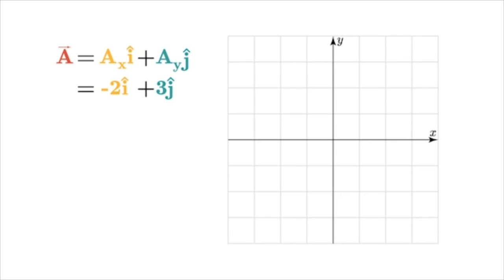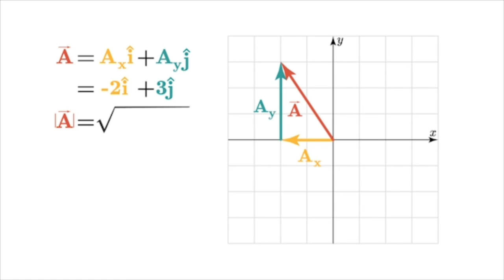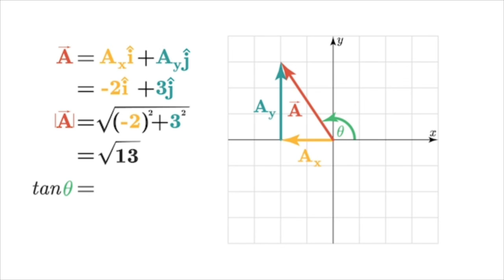So first of all, let's draw it out on our grid like this. And let's find the magnitude. So the magnitude we can find through the Pythagorean theorem. It's just the square root of the x component squared plus the y component squared. And now we can find the angle. The tangent of the angle is just equal to the y component divided by the x component, like this. And so in this way we can solve for the angle.